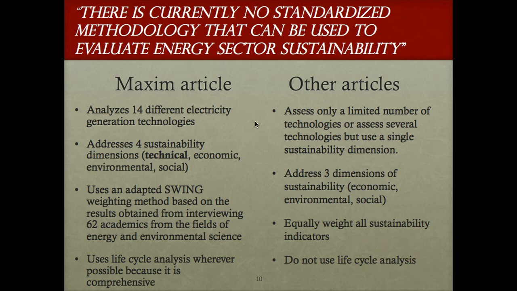By contrast, the Maxim article analyzes 14 different electricity generation technologies, addresses 4 sustainability dimensions, adding the technical dimension to economic, environmental, and social, uses a survey to elicit preference weights for sustainability indicators from 62 academics in the fields of energy and environmental science, and uses life cycle analysis wherever possible because it is a very comprehensive analytical method.